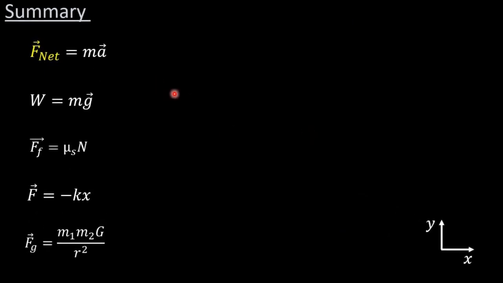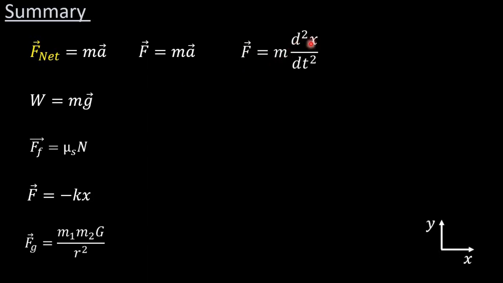Okay, so here's our summary. These are all the forces that we found. We found the net force equals mass times acceleration, and we know the weight equals mass times the acceleration due to gravity, and the force of friction equals the coefficient of static friction times the normal force, and we know the force from a spring is minus kx. And we found the mutual force of attraction between two masses with this equation here.